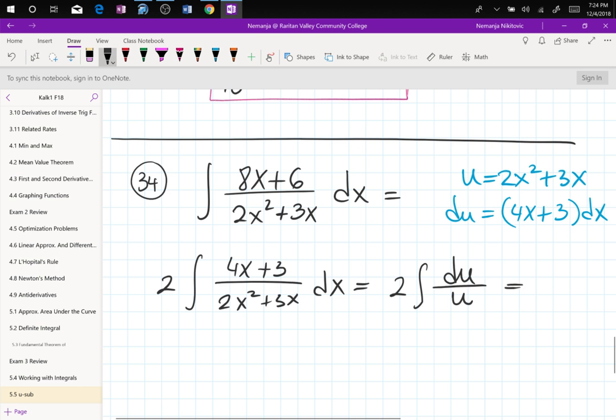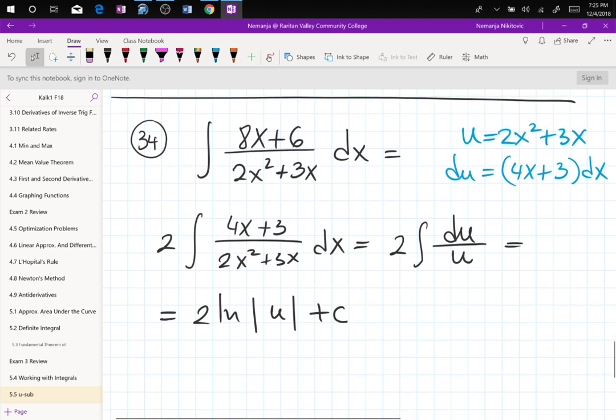Close? Absolute value, thank you very much. So 2 ln absolute value u plus c. A lot of minus ones on the test because you forgot absolute values. So we have 2 ln absolute value of 2x squared plus 3x plus c.